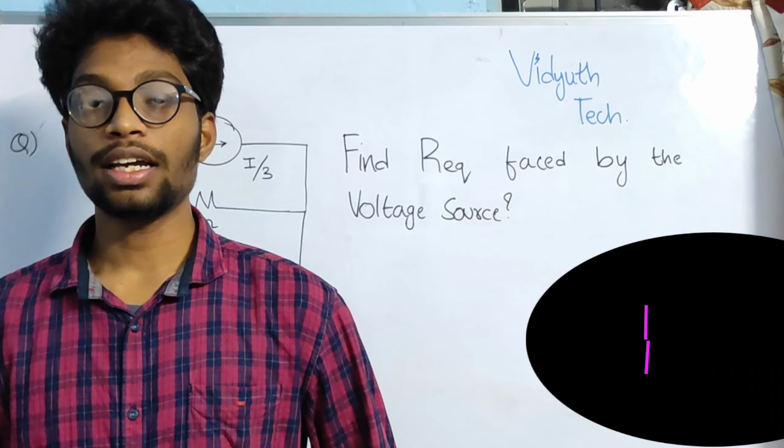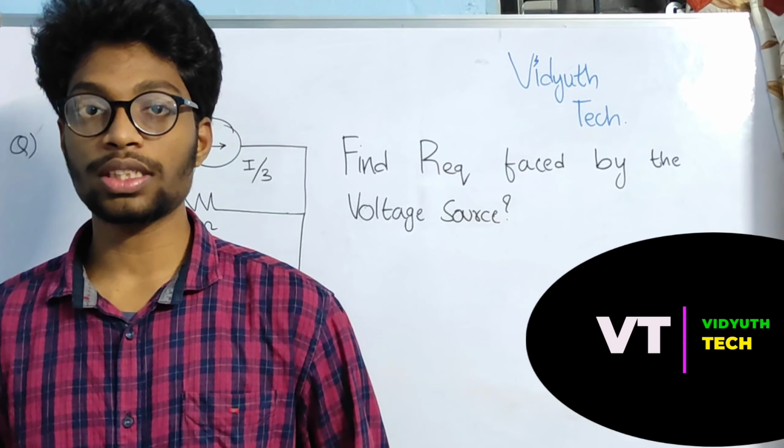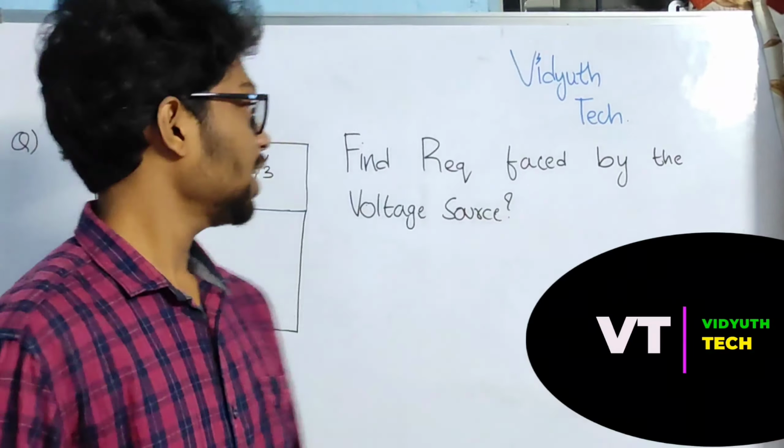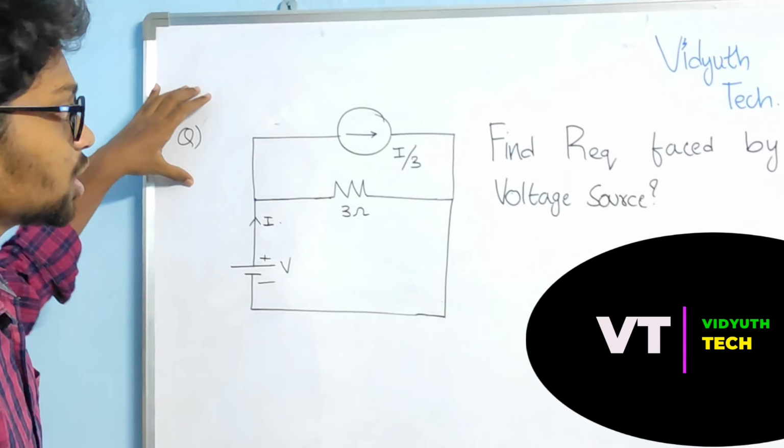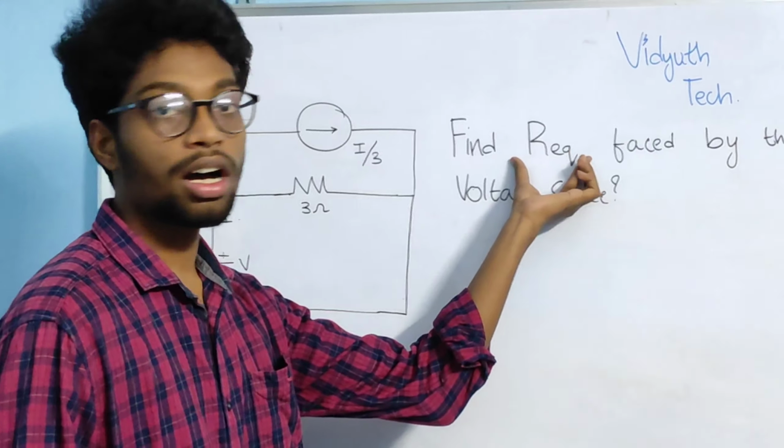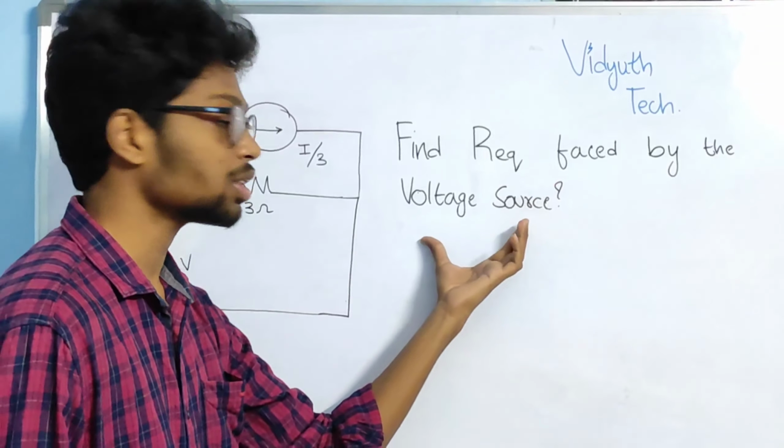This is Sai Prakash. In this video, I would like to solve important questions regarding SSC JEE Electrical. Here comes the question, friends. For this question, we have to find the equivalent resistance or effective resistance faced by the voltage source.